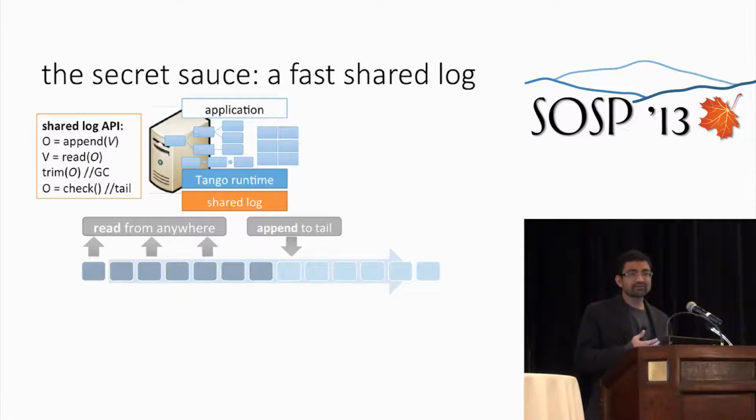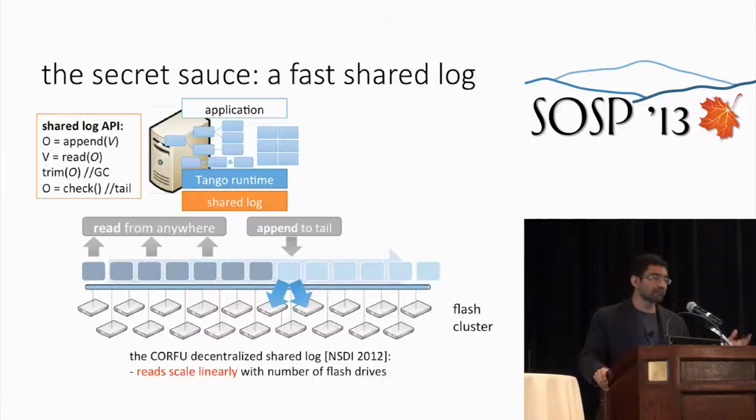And the API that Tango needs is that it needs to append and read, obviously. It also needs to be able to trim entries in the shared log for garbage collection. And there is a check primitive that returns the current tail of the log. Now, how do we implement this? The secret is that we have a distributed implementation of a shared log called Corfu. We published this earlier in NSDI. And I'm going to give you a very quick high-level overview of it.